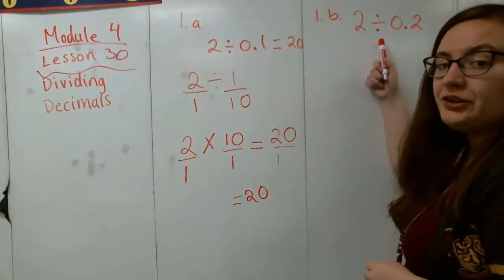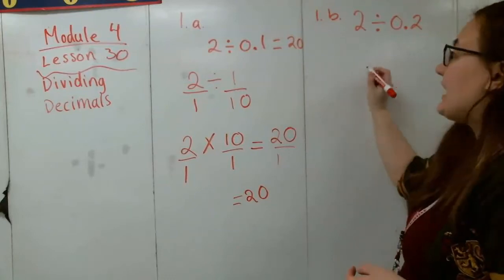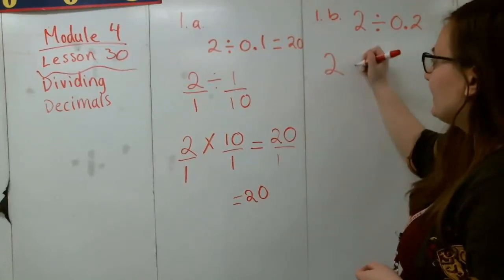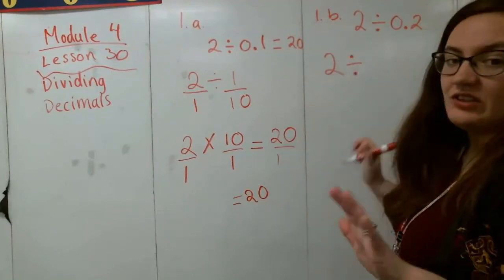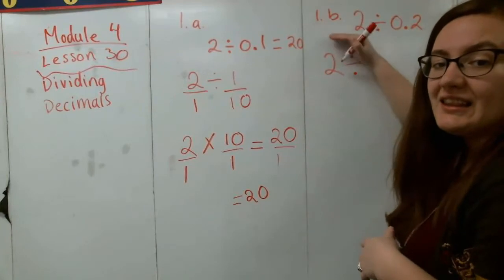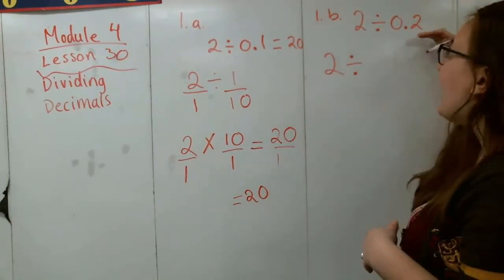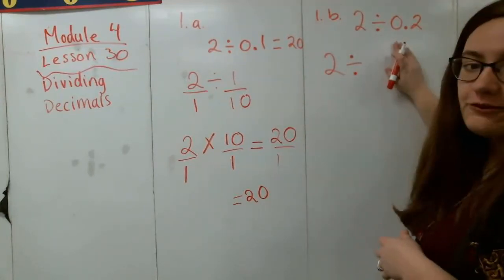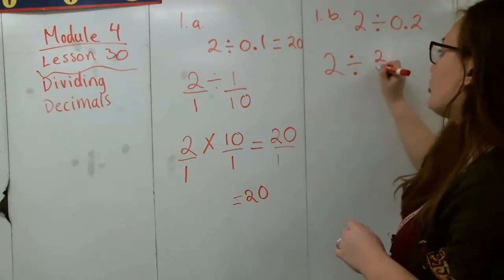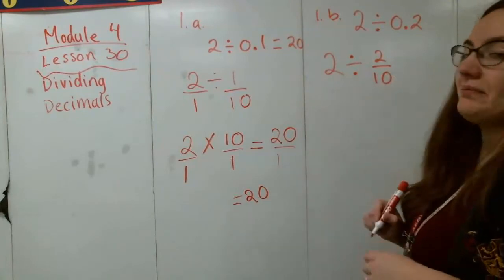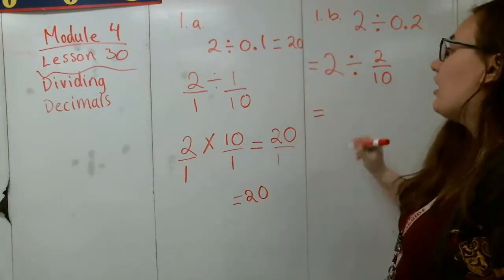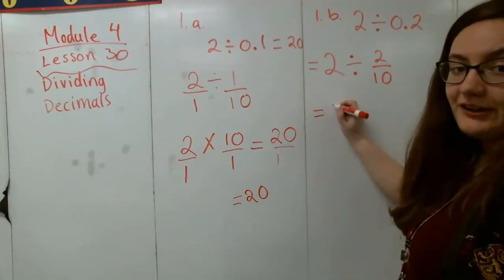So now we have 2 being divided into 2/10. Again, I'm going to leave that 2 the same. My division symbol, I'm going to leave the same just for now, because what I want to do is rewrite this expression right here as a fraction. So I want my 2/10 to be a fraction. So that would be 2/10.